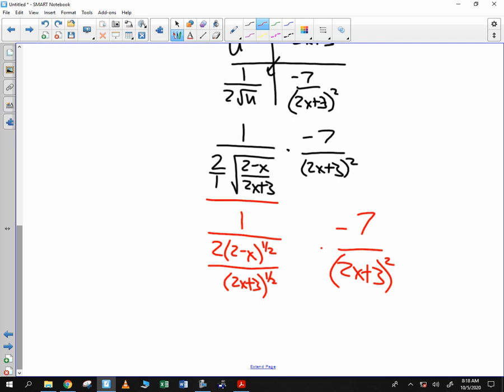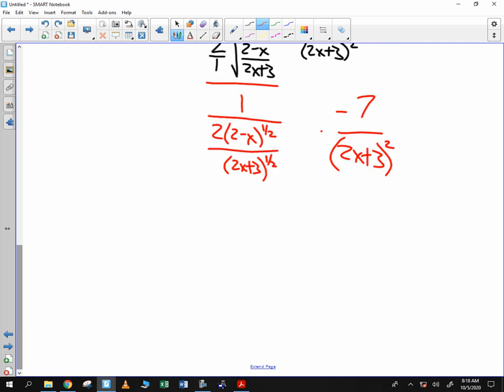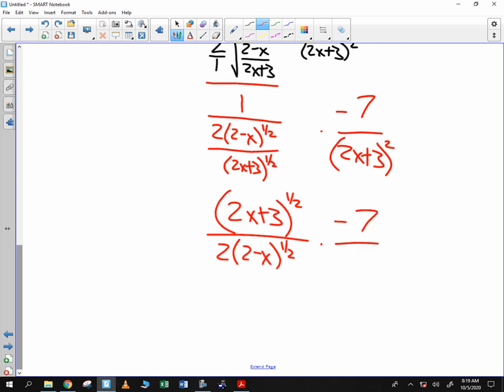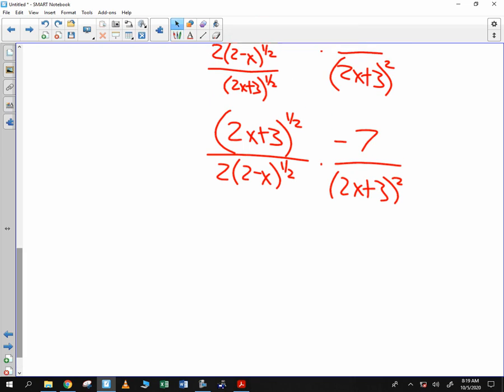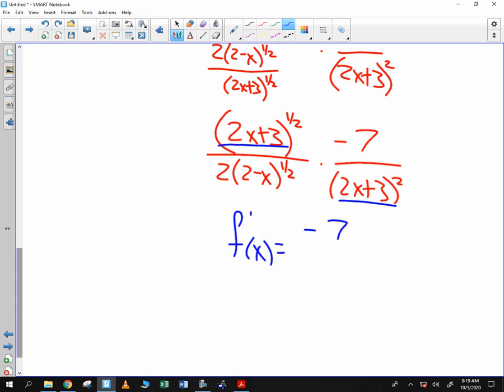So if we multiply by the reciprocal, notice that you get 2x plus 3 to the 1/2 over 2 times 2 minus x to the 1/2 times -7 over 2x plus 3 quantity squared. Now, the only thing that simplifies here, but first of all, the complex fraction is gone. But if you look, we have common bases. And so we will subtract the exponents. The derivative is -7 over 2 times 2 minus x raised to the 3/2 power.